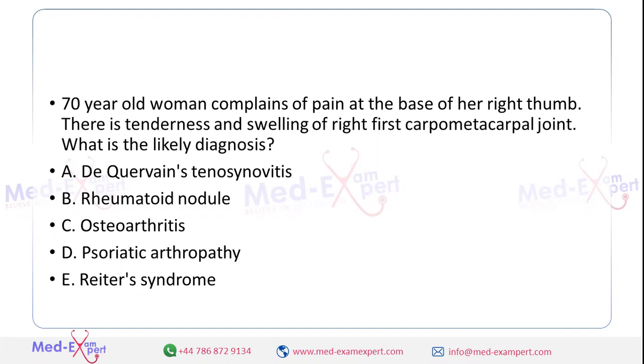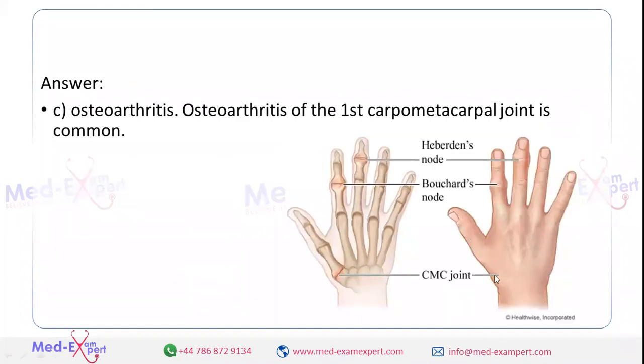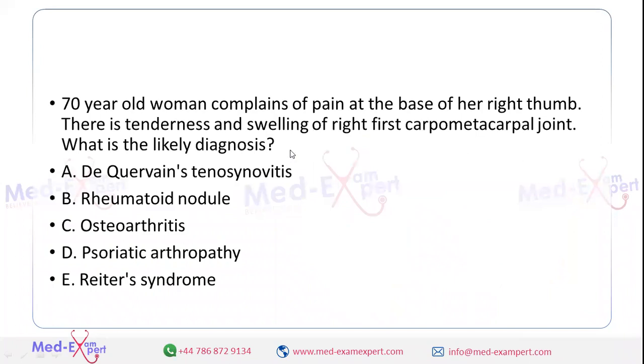So thumb in, yes, anybody? Tenosynovitis? Unfortunately, that is not the answer. The answer is osteoarthritis. Basically there is an involvement of the carpometacarpal joint. That's one which is usually involved. It's not tenosynovitis, a tendon problem.